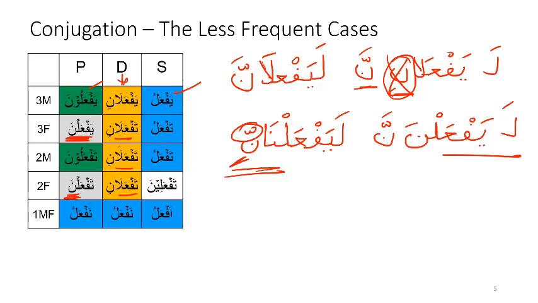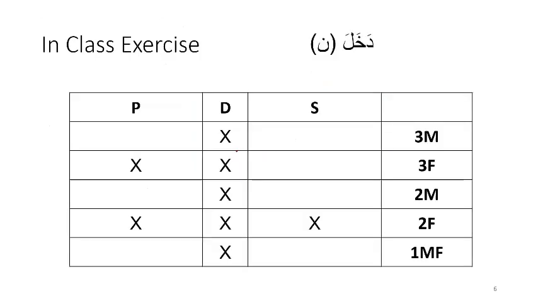But what I really want you to remember, and I'm going to make you do this over here, all the ones that don't have an X, so these are the blue ones, all the first person ones, the singular ones. So I want you to do this exercise now for dakhala. So first of all, I'm telling you that dakhala is bab nasara. So what's the fail mudare for this?